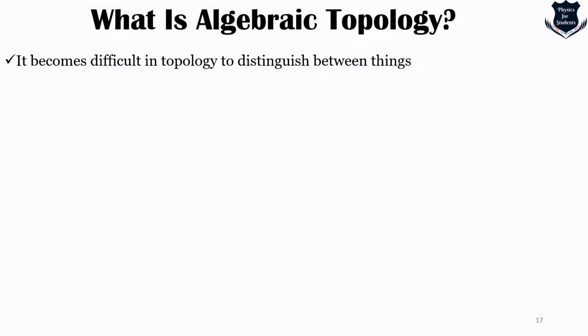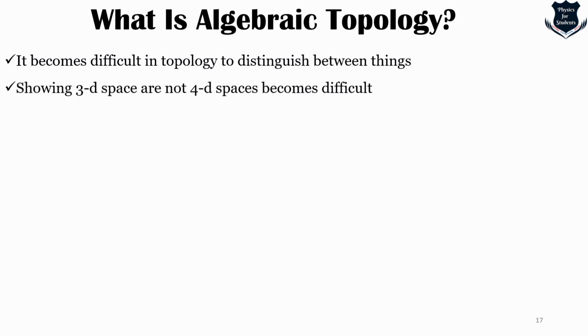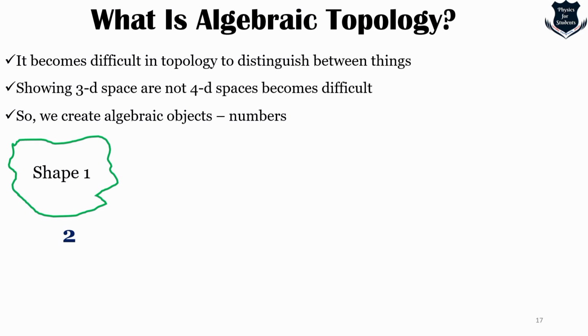So just to summarize, it becomes difficult to distinguish between things. Showing that 3D spaces are not 4D spaces really becomes difficult, as it might not seem right now. So one of the ways people found to deal with those difficulties is to create something called a functor. I'm not going into that. So we create algebraic objects or numbers that map certain objects into other objects.